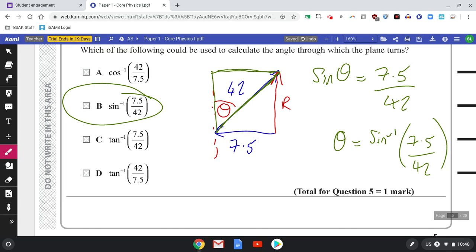I cannot stress enough the importance there of drawing a vector diagram. Even for a multiple choice, you're going to have to sometimes do calculations and draw diagrams.